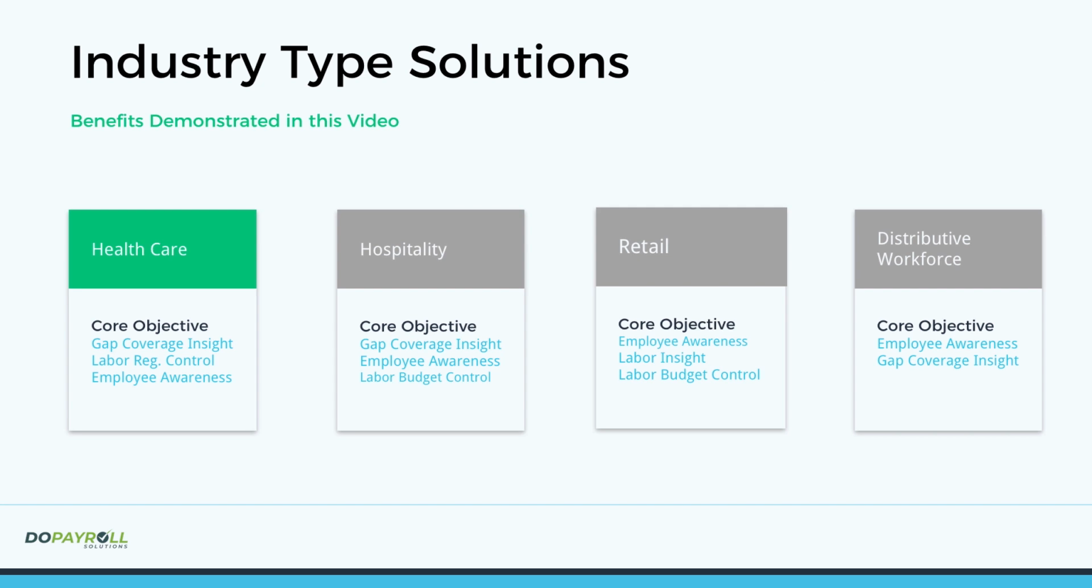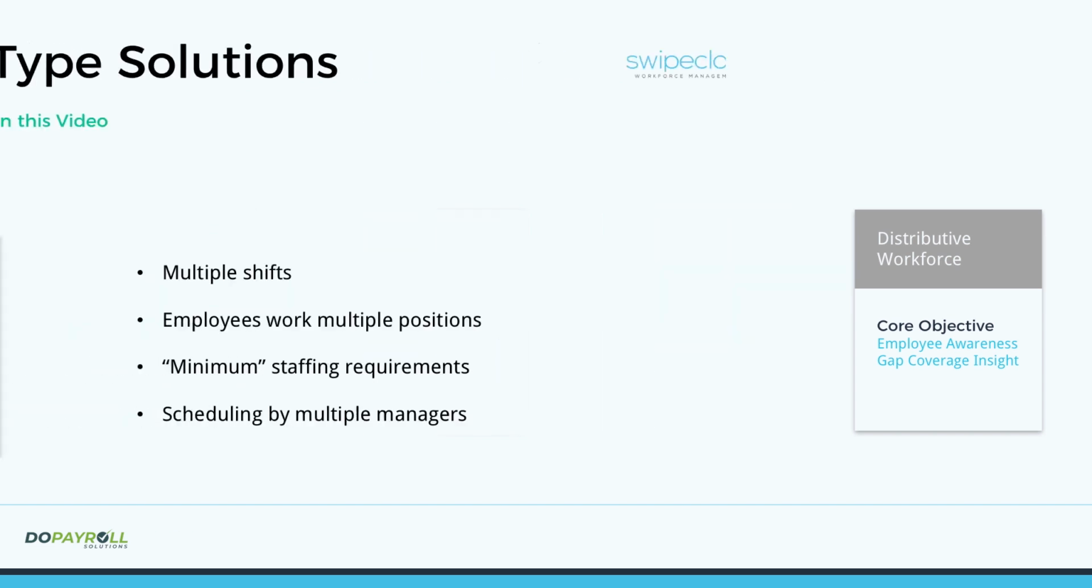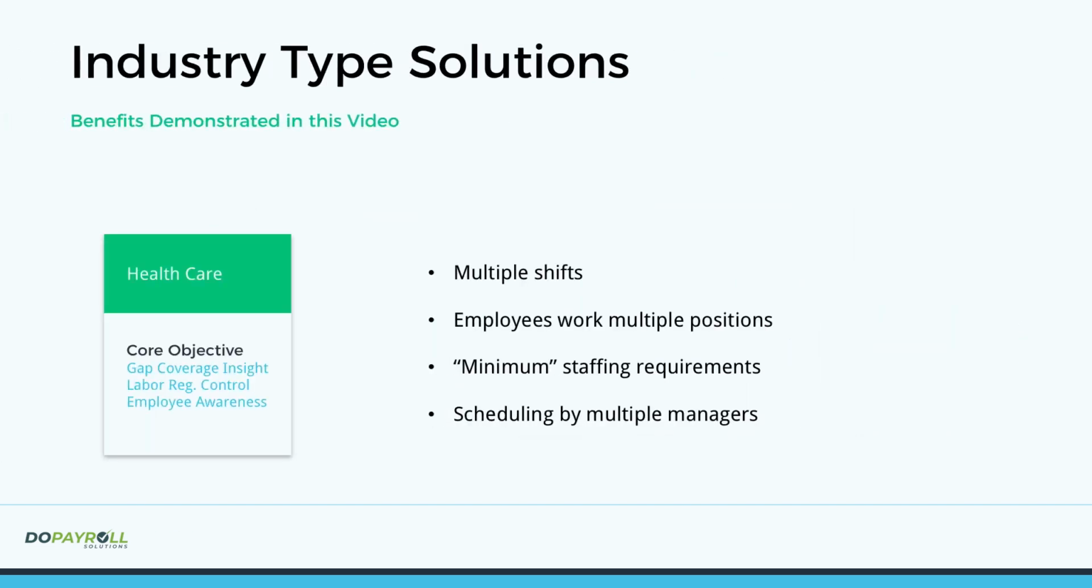Making sure they have adequate coverage and a method to manage large divisions of employees is a primary need for healthcare management. And tools for doing this quickly with standards and protocols are also necessary. They also need a way for employees to be schedule aware. These organizations work with multiple shifts as well as employees that work in multiple positions. They also tend to have minimum staffing requirements that must be met within various divisions.